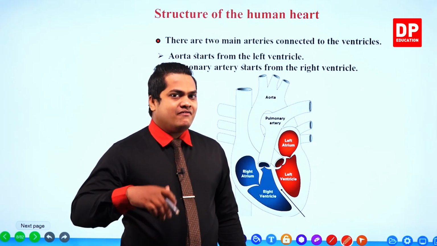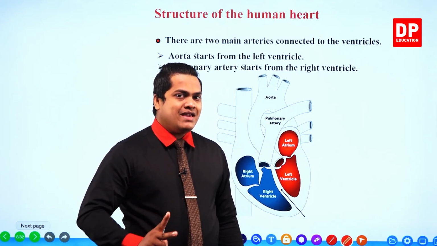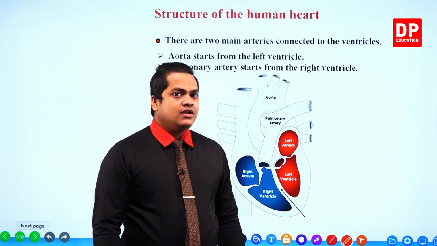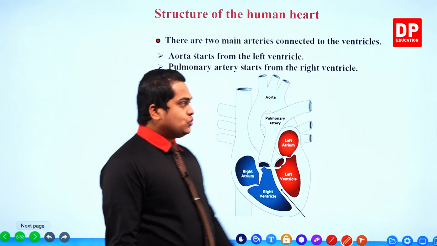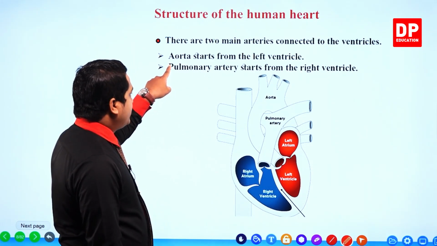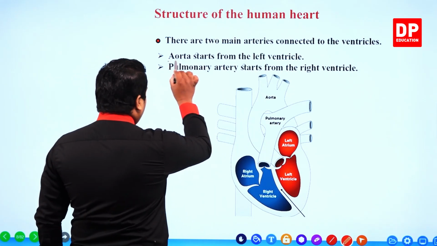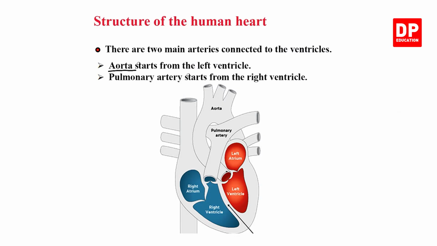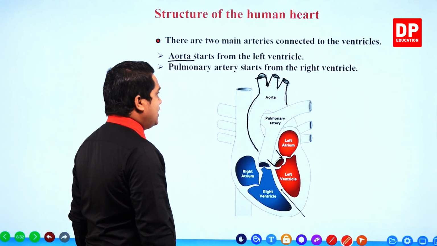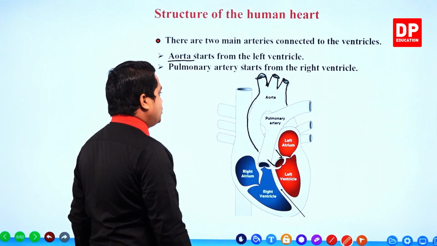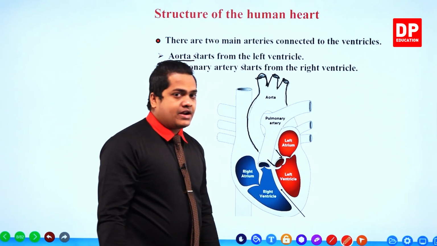To carry blood away from the heart, there are 2 main arteries in our body. Number 1 is the aorta. This is the aorta. Aorta is the first and foremost artery. As you can see here, aorta is being divided into several tubes once again. Those tubes help to distribute blood all around the body.